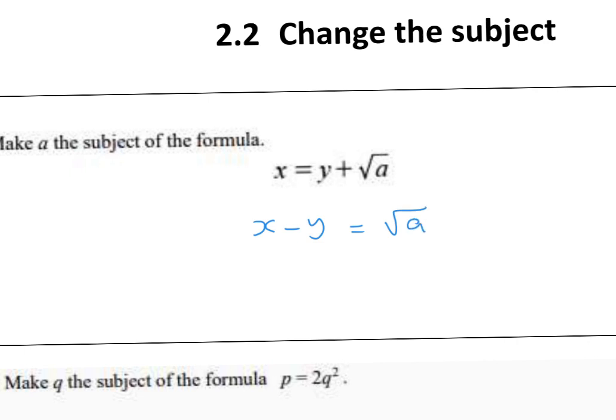To take the square root, how do we remove the square root? We square x minus y. Square both sides. So now a equals, take care, bracket x minus y all squared, because we squared the whole quantity x minus y. So you should put brackets and then square. So a equals x minus y all squared.